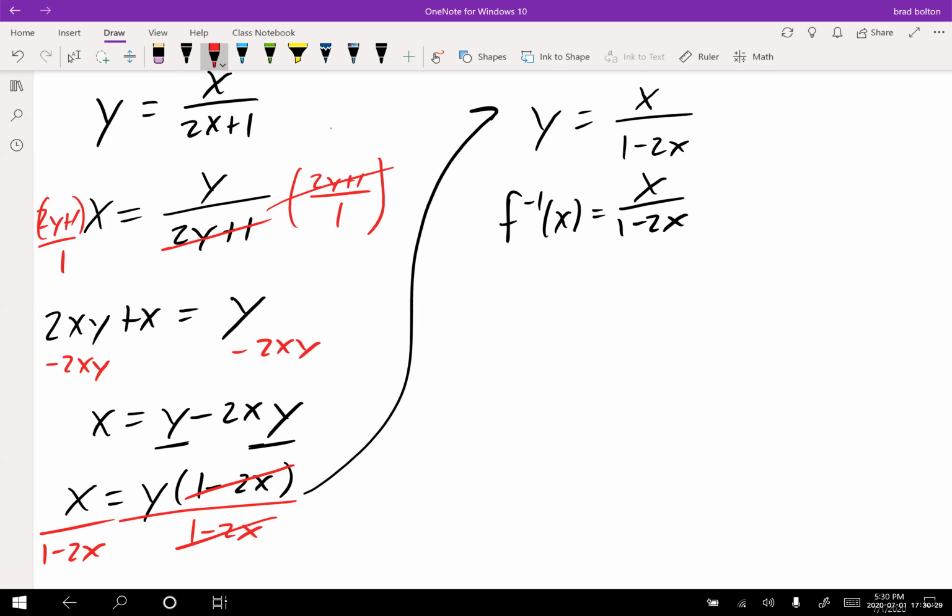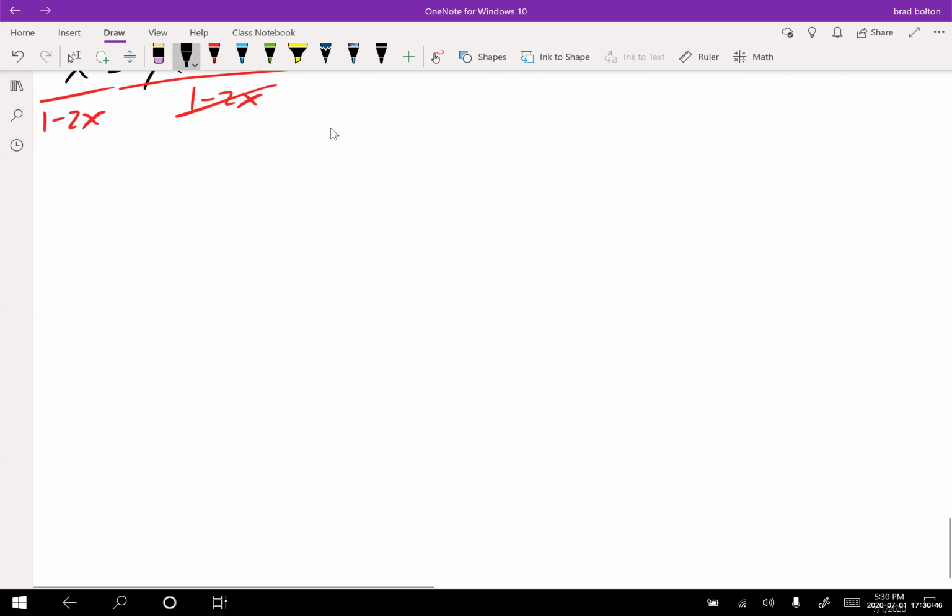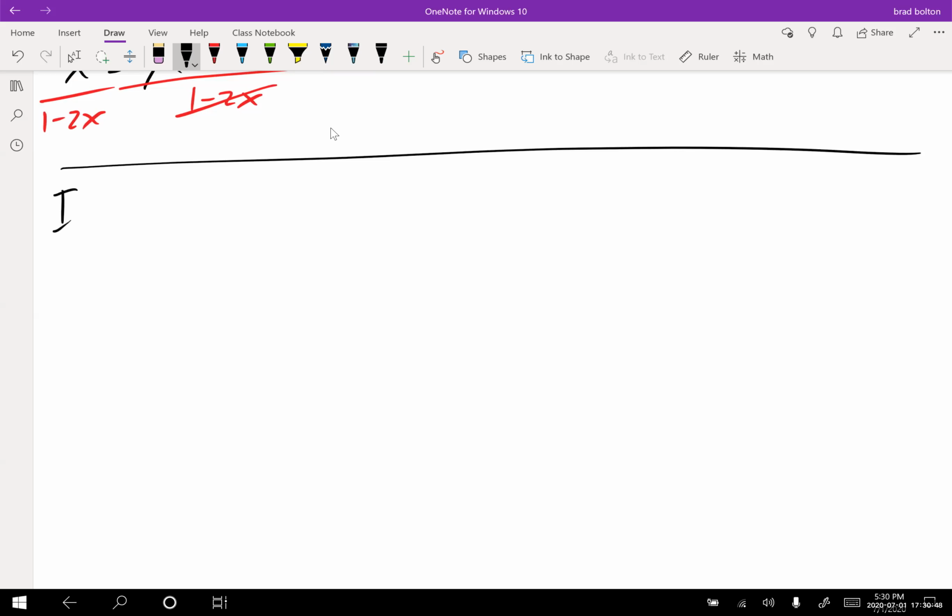We did our job. So this is good practice, especially manipulating fractions like this and factoring. These are very common problems that arise with inverse functions. So I just wanted to make sure you guys did that. So in summary, okay, so inverses.